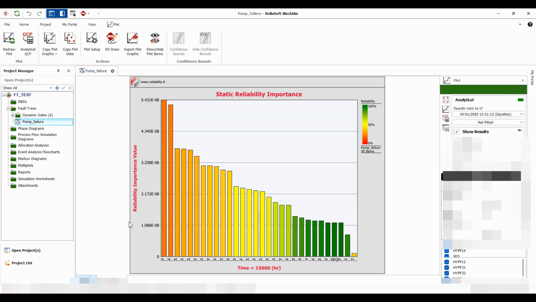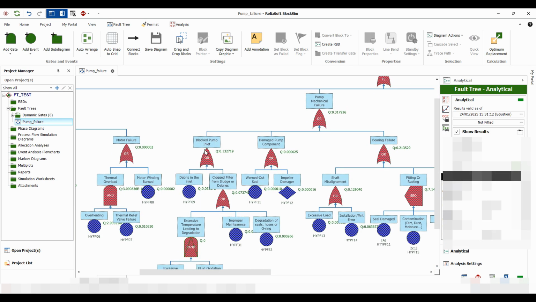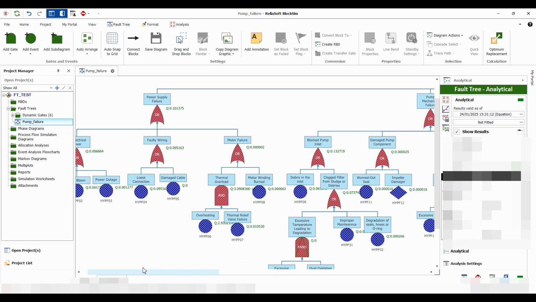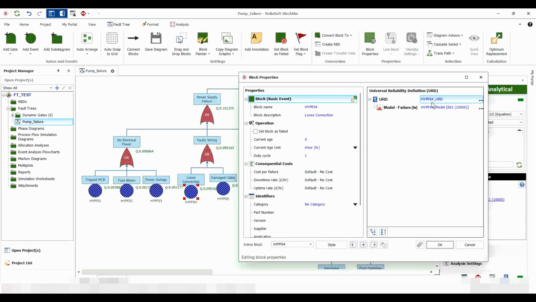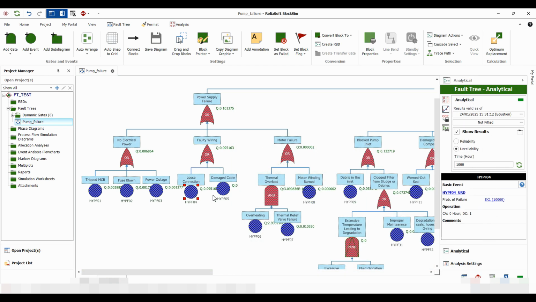And that's it. So these are analytical fault trees, in so much that for each block that we analyze, say for example this loose connection, we simply have a failure distribution. We don't have any information about repair distribution. The moment we configure also a repair distribution, we change completely the configuration of the fault tree, and it becomes a simulation type fault tree. And that's it.